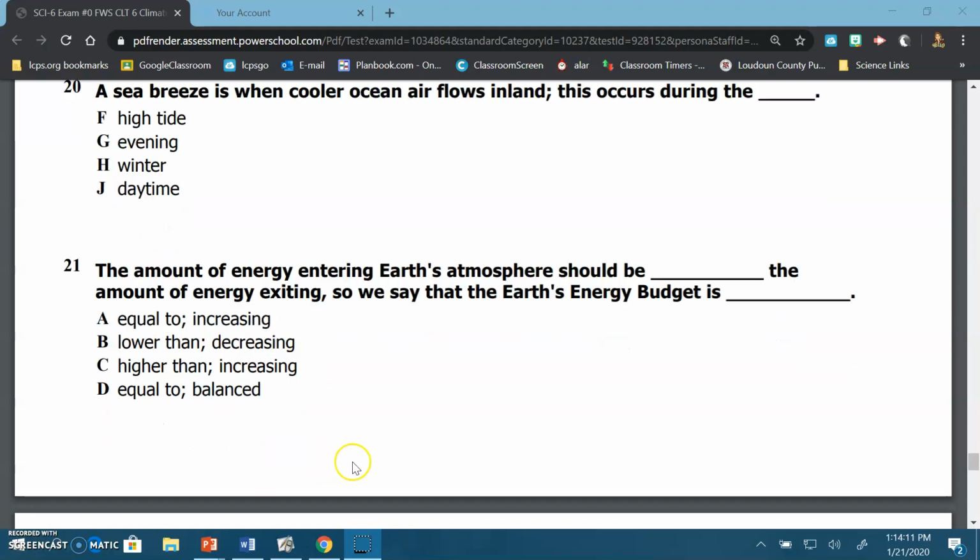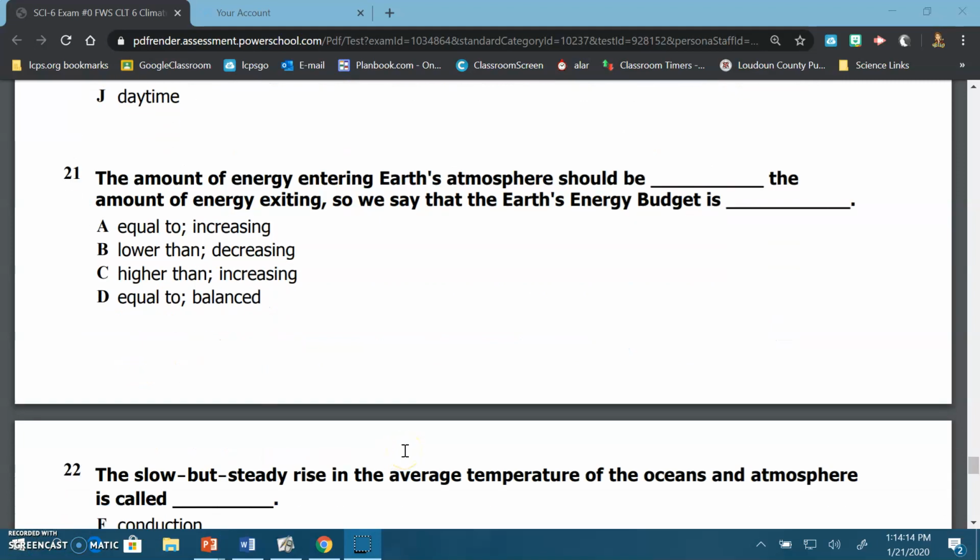Number 21. The amount of energy entering Earth's atmosphere should be blank, the amount of energy exiting. So we say that the Earth's energy budget is A. Equal to, increasing, B. Lower than, decreasing, C. Higher than, increasing, D. Equal to, balanced. So you're filling in the blanks. The first blank is on the left side. The second blank is going to be on the right side. Make sure you try them all out. Plug it in.